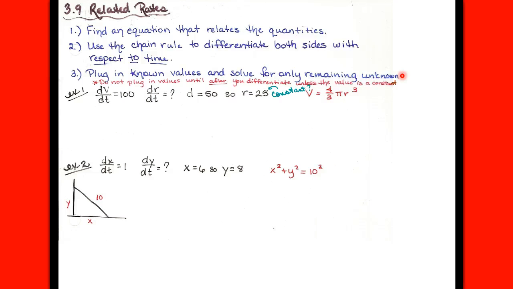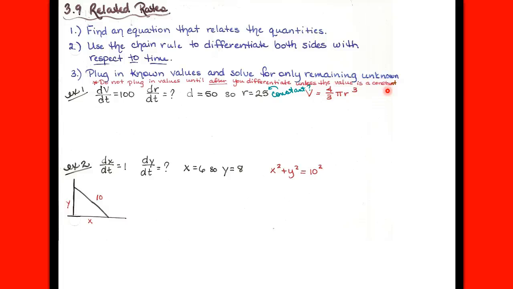Now, number 3 is plugging in these known values, but there is one exception to that. We typically do not plug in the values that they give me until after I differentiate. The exception is when the value that I'm working with is a constant. If it is a constant, then I plug it in before I differentiate. If it's not a constant, if it's a varying quantity, which the majority of them are, then I plug that in after I differentiate. So let me show you what I'm talking about.